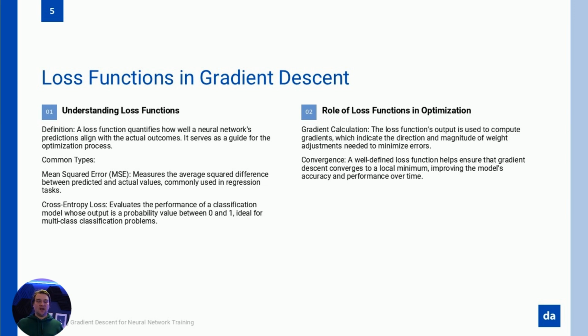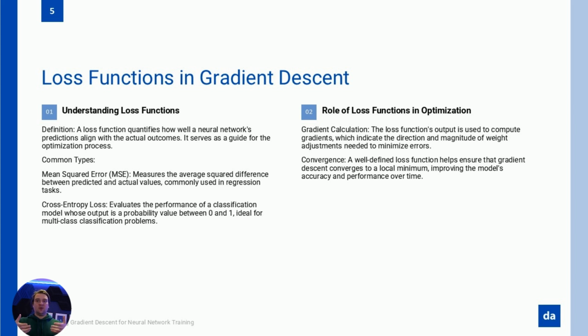Now here's where it gets exciting. Once we calculate the loss, we use it to compute gradients, those magical directions for adjusting the weights. Think of gradients as the steering wheel for our optimization process and the loss function as the map that tells us where to steer. A well-defined loss function not only ensures that gradient descent knows which way to move, but also helps it converge toward a local minimum, and as the model trains, the loss steadily decreases, guiding the network closer to its optimal state.